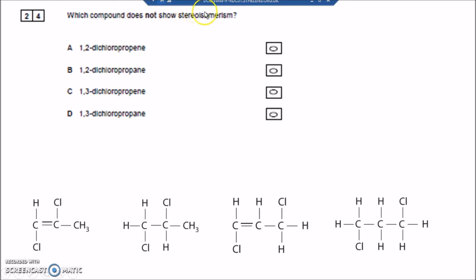Which compound does not show stereoisomerism? So let's draw them out. 1,2-dichloropropene, 1,2-dichloropropane, 1,3-dichloropropene, and 1,3-dichloropropane. Which one does not show stereoisomerism?